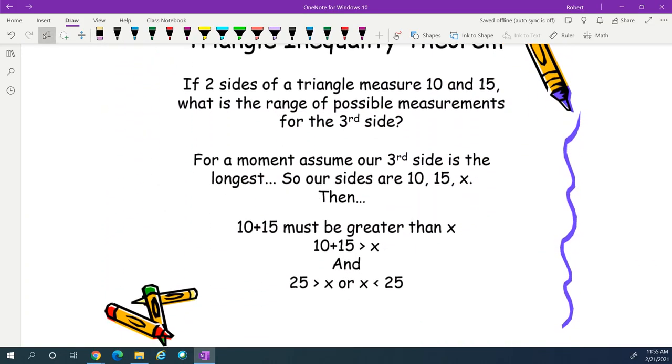So in our last example, we're going to assume that the missing side is the biggest. So now we have 10 plus 15 greater than x. And we find out that x has to be less than 25. So in the first example, we found out that it had to be bigger than 5. And in this one, we found out it had to be less than 25.